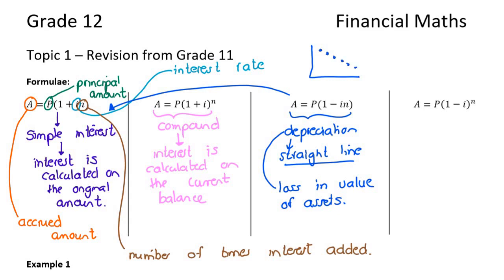Now it goes down in a straight line because you're always losing the same amount of money every year, because it's simple interest. In this case, simple depreciation. And our last formula is basically compound depreciation, but we call it depreciation.